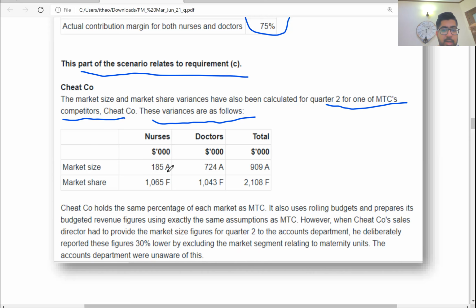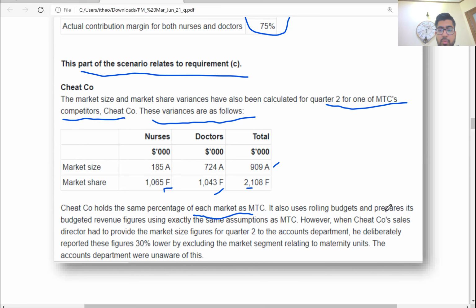For nurses, it's 185 adverse. For doctors, it's 724 adverse, total 909 adverse. And market share variance is 1065 favorable for nurses and 1043 favorable for doctors, 2108 favorable in total. Cheat holds the same percentage of each market as MTC. Cheat is holding the same percentage.